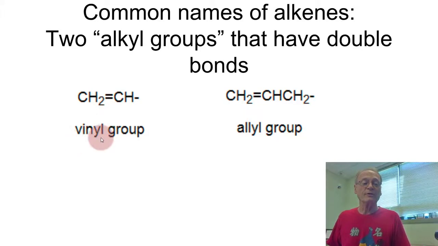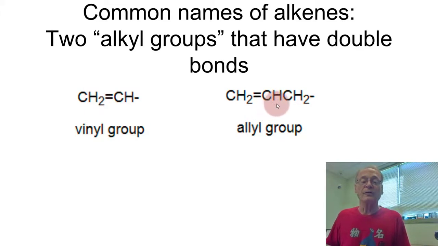I'm sure you've heard of vinyl before. Vinyl is a kind of plastic. Actually, vinyl is short for polyvinyl chloride, and people have just shortened that name down to vinyl. But vinyl chloride has the vinyl group in it. You can probably imagine it's a vinyl group with a chlorine attached to it, so that would be vinyl chloride. This is a vinyl group.